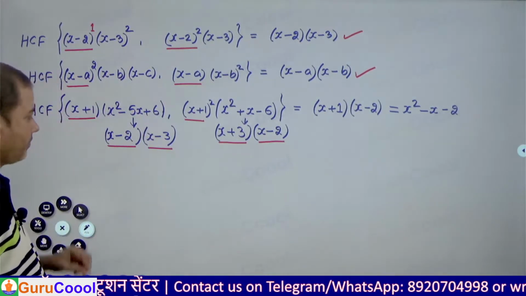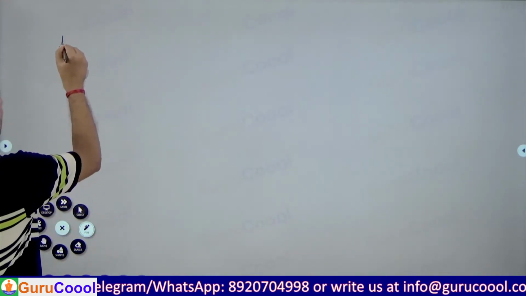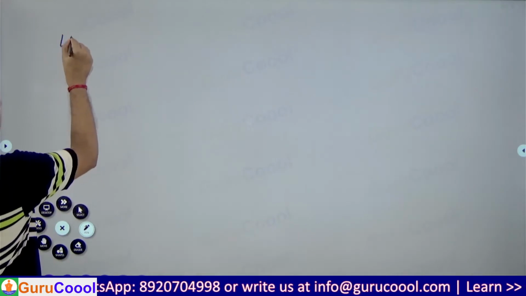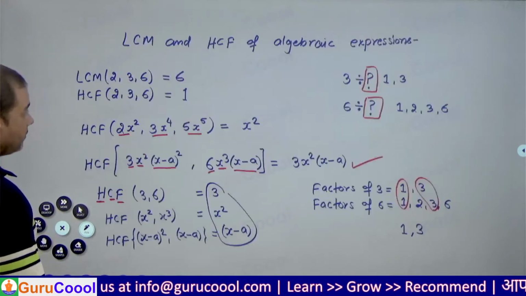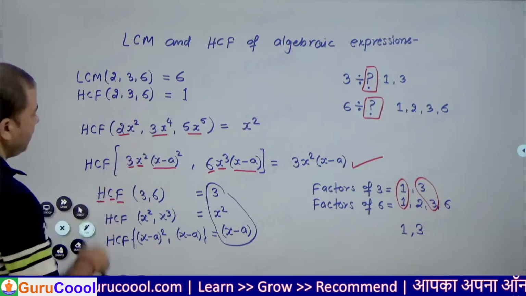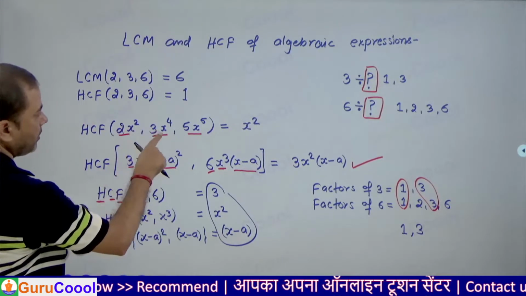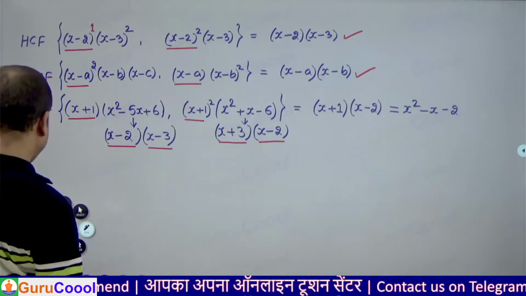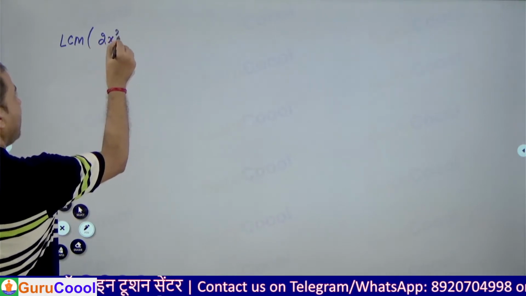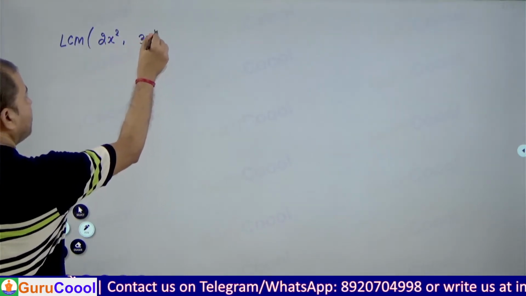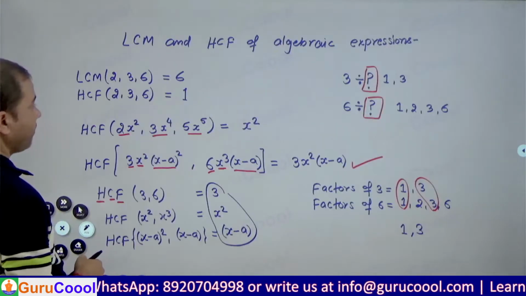So this was the discussion about HCF. Now let us talk about LCM. Our topic is LCM and HCF of algebraic expressions, not the numbers. We have discussed numbers in the starting, but now we will be discussing algebraic expressions. So let's take this: 2x square, 3x power 4, 5x power 5.